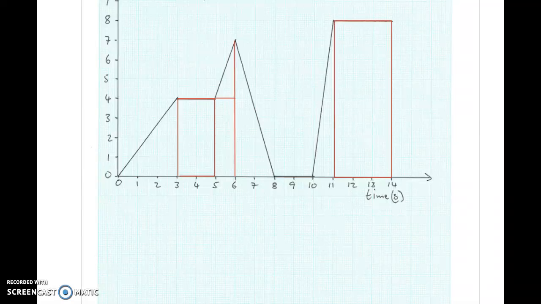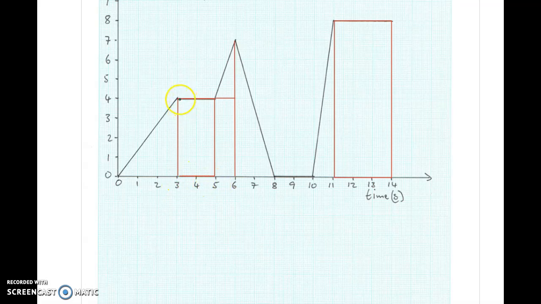Okay, you may be asked to calculate the total distance travelled from a velocity time graph. So I'm going to show you how to do that. Let's consider how we go about calculating the actual distance travelled. Let's say we want to know the distance travelled between say 3 and 5 seconds.